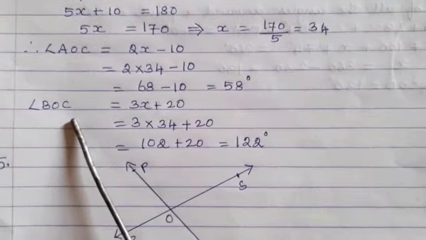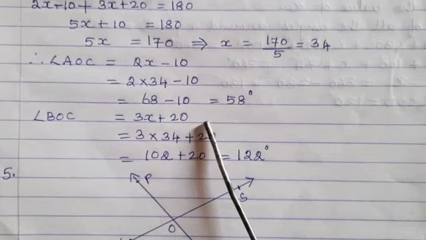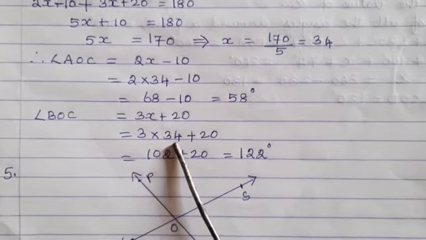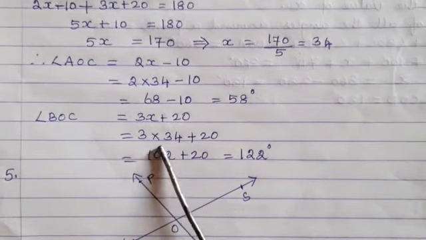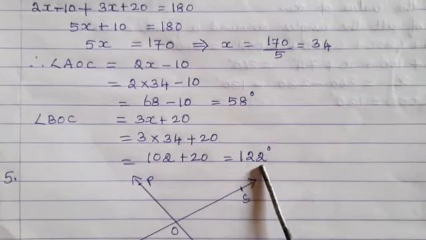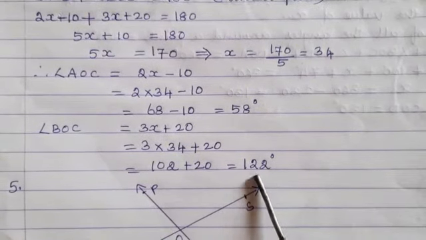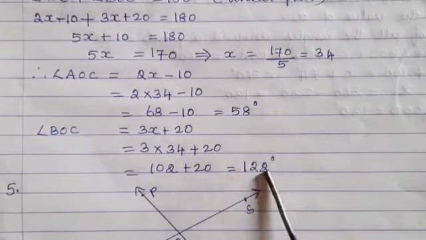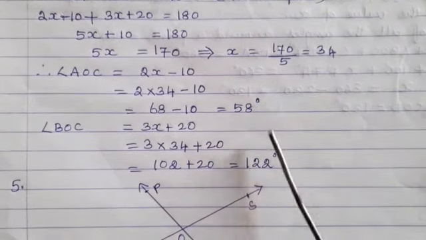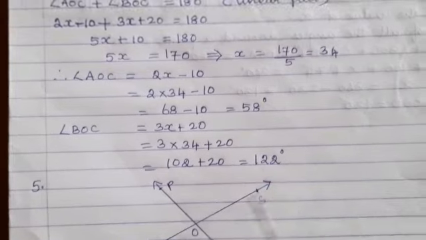Next, angle BOC, which is equal to 3x plus 20. It is given in the question. So in place of x, we will put the value of x, that is 34. 3 into 34 plus 20. After simplification, we will get 122 degrees. So if you want to check your answer, if you add 122 plus 58, the sum should be 180 degrees. You can verify your answer in this way by adding these two angles.